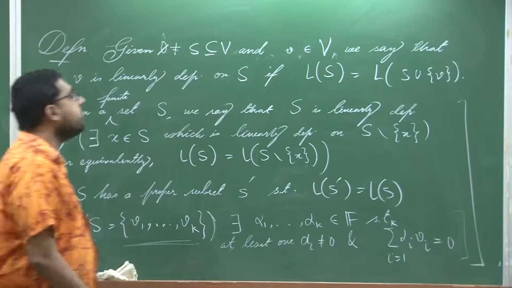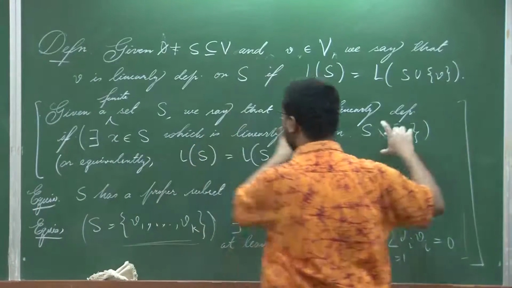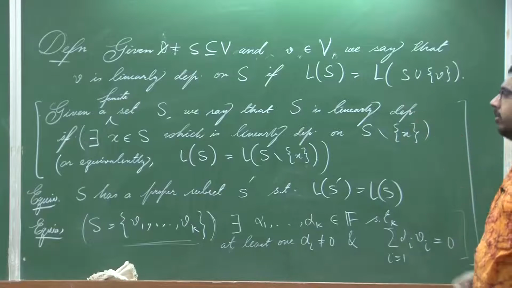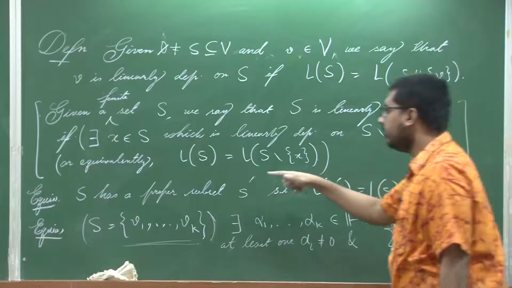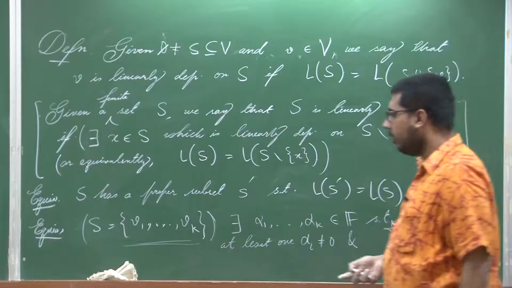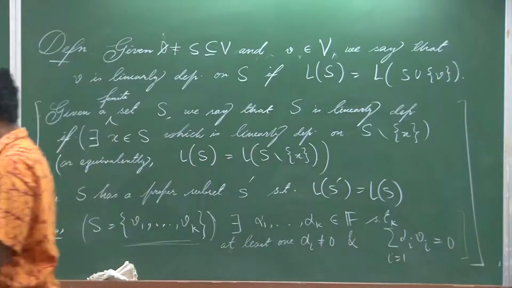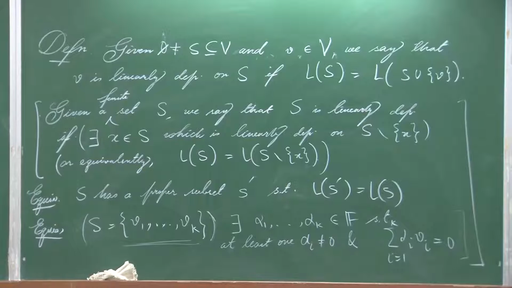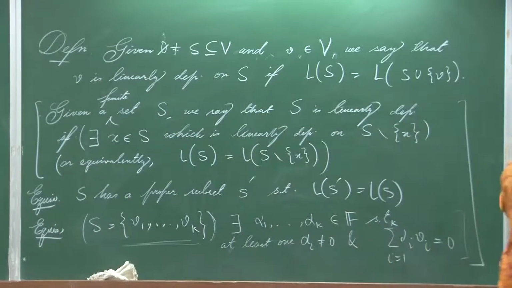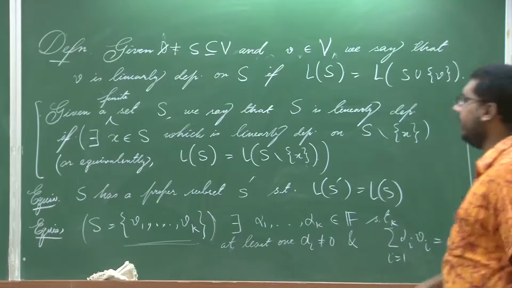because otherwise, if you start with the first definition, every time you have to pick up every element and see whether it can be expressed by the rest. Rather than that, it is easier to find a combination, which often becomes easier from some other way. It is a combination where at least one coefficient is non-zero. Okay. So this is what we know when we say a set is linearly dependent.